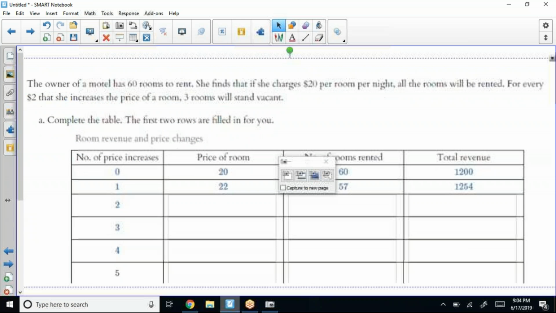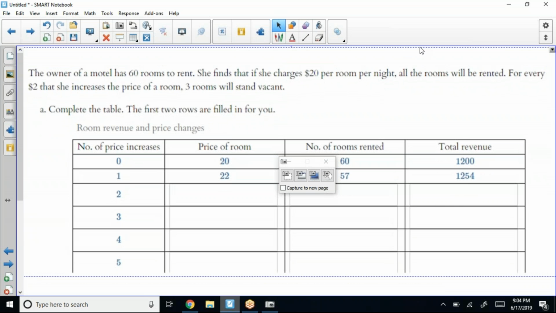All right, so what we're going to do is we'll look at this. The owner of a motel has 60 rooms to rent. She finds that if she charges $20 per room per night, all the rooms will be rented. For every $2 that she increases the price of a room, three rooms will stand vacant. So she goes to $22 and instead of 60 rooms, there's 57.